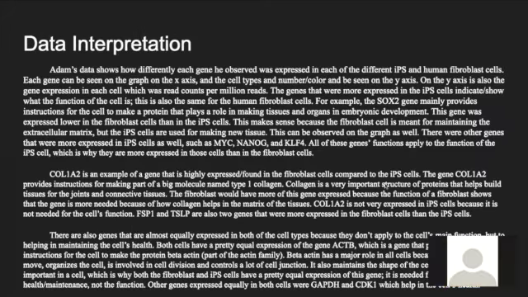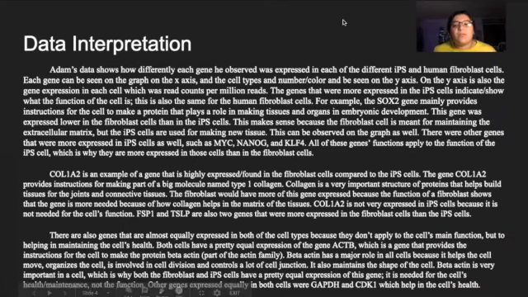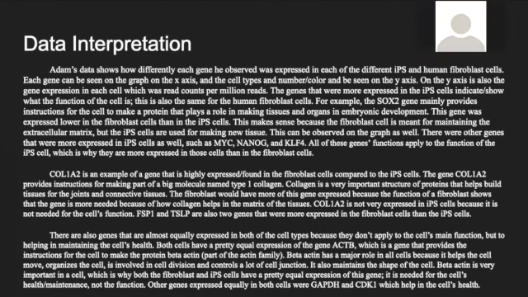The data shows how differently each gene he observed was expressed in each of the different iPS and human fibroblast cells. Each gene that is seen on the x-axis is seen in the different colors. Some genes were more expressed in the iPS cells, and they indicate what the function of the cell is, which is the same for the human fibroblast cells.